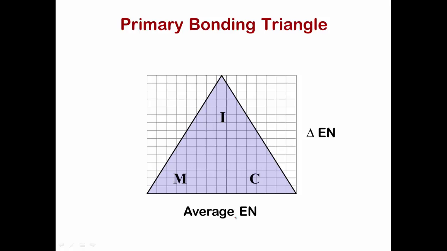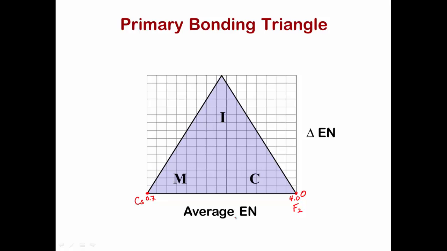At one extreme, you could have cesium, where in cesium metal there is of course no difference in electronegativity. All of the atoms are the same, so the difference in electronegativity is 0. The average electronegativity is the lowest of all possible elements at 0.7, and so this corner of the triangle corresponds to cesium. At the covalent corner of the triangle, we have fluorine, F2, where again the difference in electronegativity is 0 since the atoms are the same, and the average electronegativity is the maximum possible, 4.0, for fluorine.